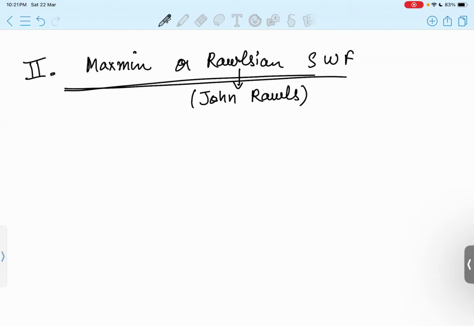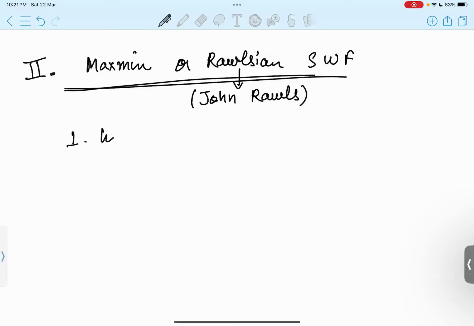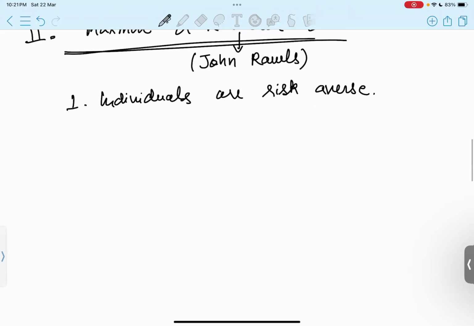So under this, he assumed that individuals are risk averse. Risk averse means they tend to minimize the risk, and this assumption brings the social welfare function closer to the pragmatic functioning or the behavior of consumers in real life.